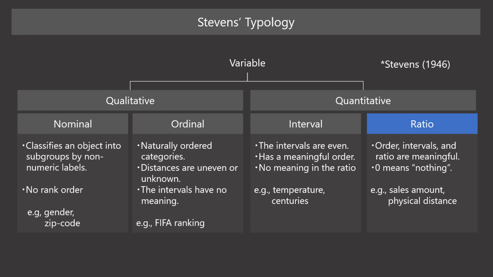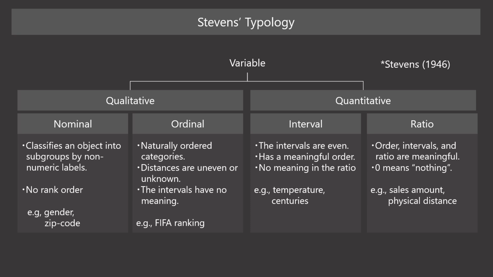Ratio data is a numerical data whose order, intervals, and the ratio have meaning. Examples include sales amount, physical distance, the number of employees in a company, and so on. As for the sales amount, we can say that the amount of $2 million is twice as much as that of $1 million. So the ratio is meaningful.